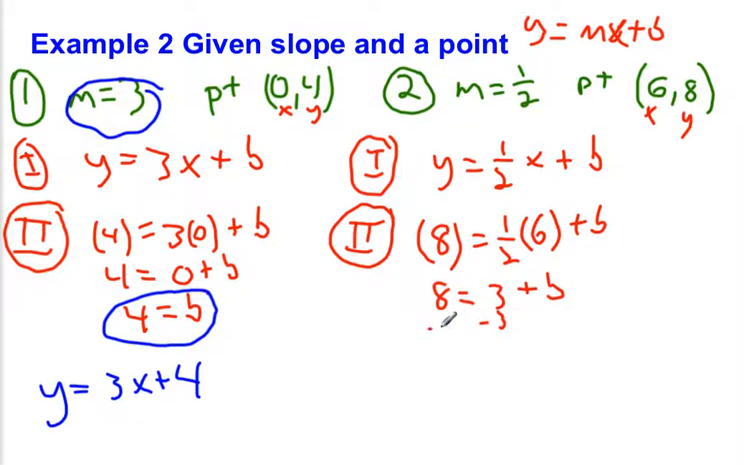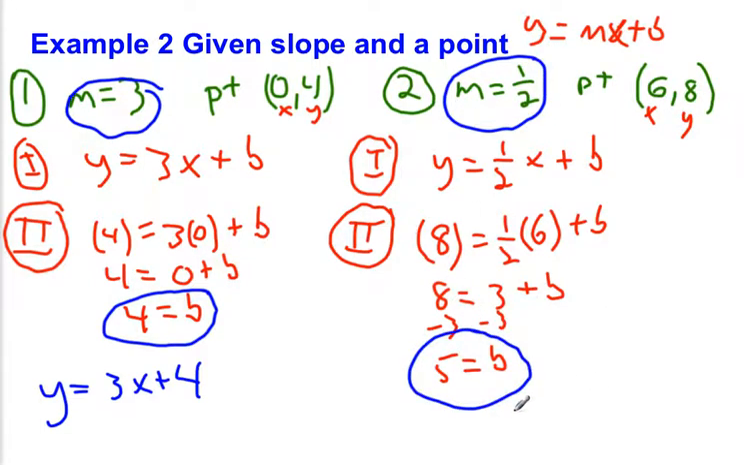We need to isolate b, so we subtract 3 from both sides, and 5 equals b. So now we have a slope, which is 1/2, and a y-intercept, which is 5, and we can write our equation, which is y equals 1/2 x plus 5. I think you can handle that, and notice what we did, it was just one step more than the first example. We had a slope already, but we had to use that point substituted in as our x and y values to find our y-intercept, so we could write our equation.